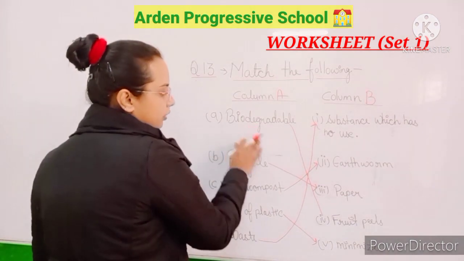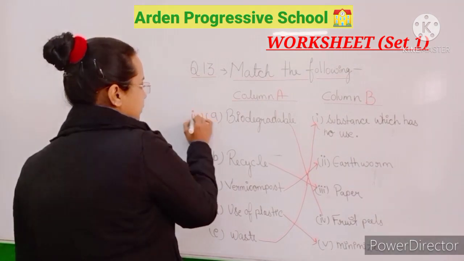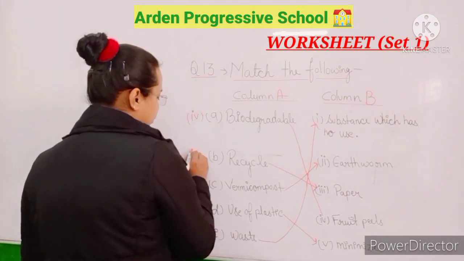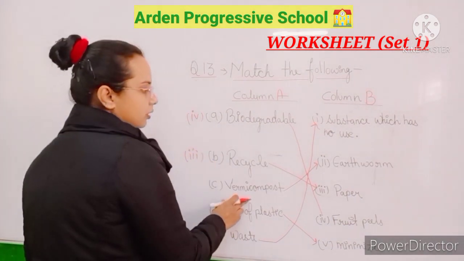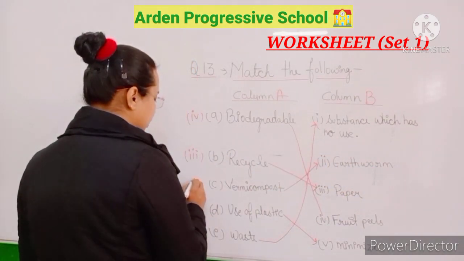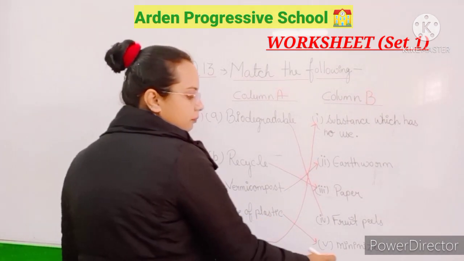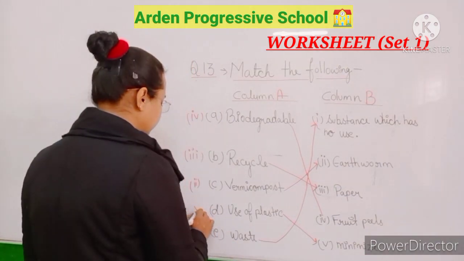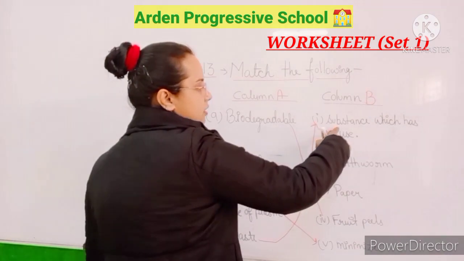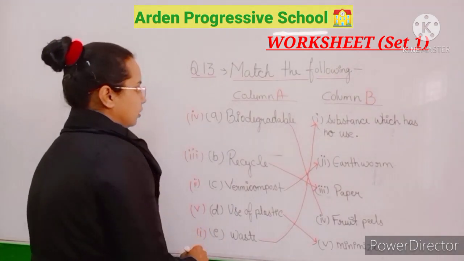So here biodegradable goes with fruit peels, option number 4. Recycle is option 3, paper. Vermicompost answer is the second option, the earthworm. So here I am writing second. Use of plastic, we should minimize it, so the option is the fifth one. And waste, the option is the first one, the substance which has no use. So here is the first option.